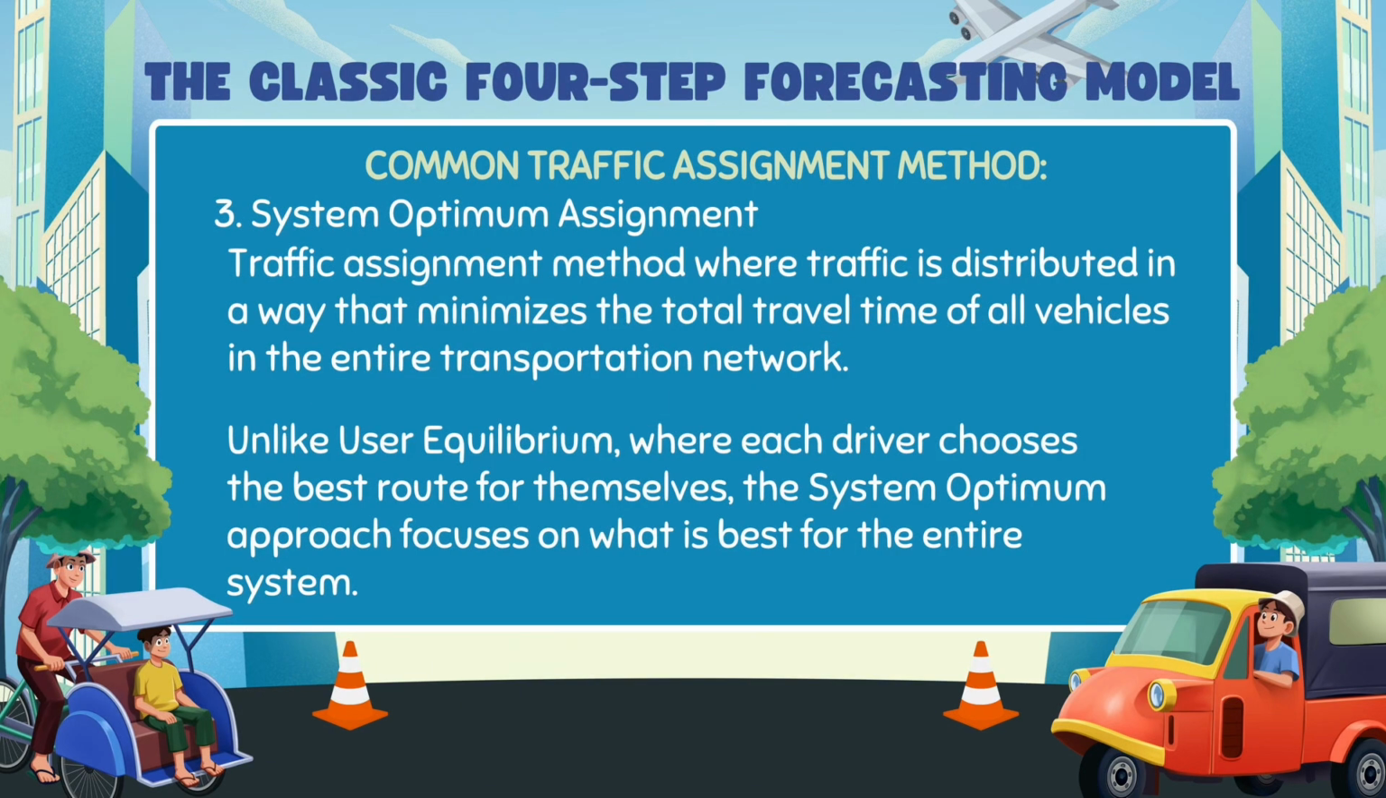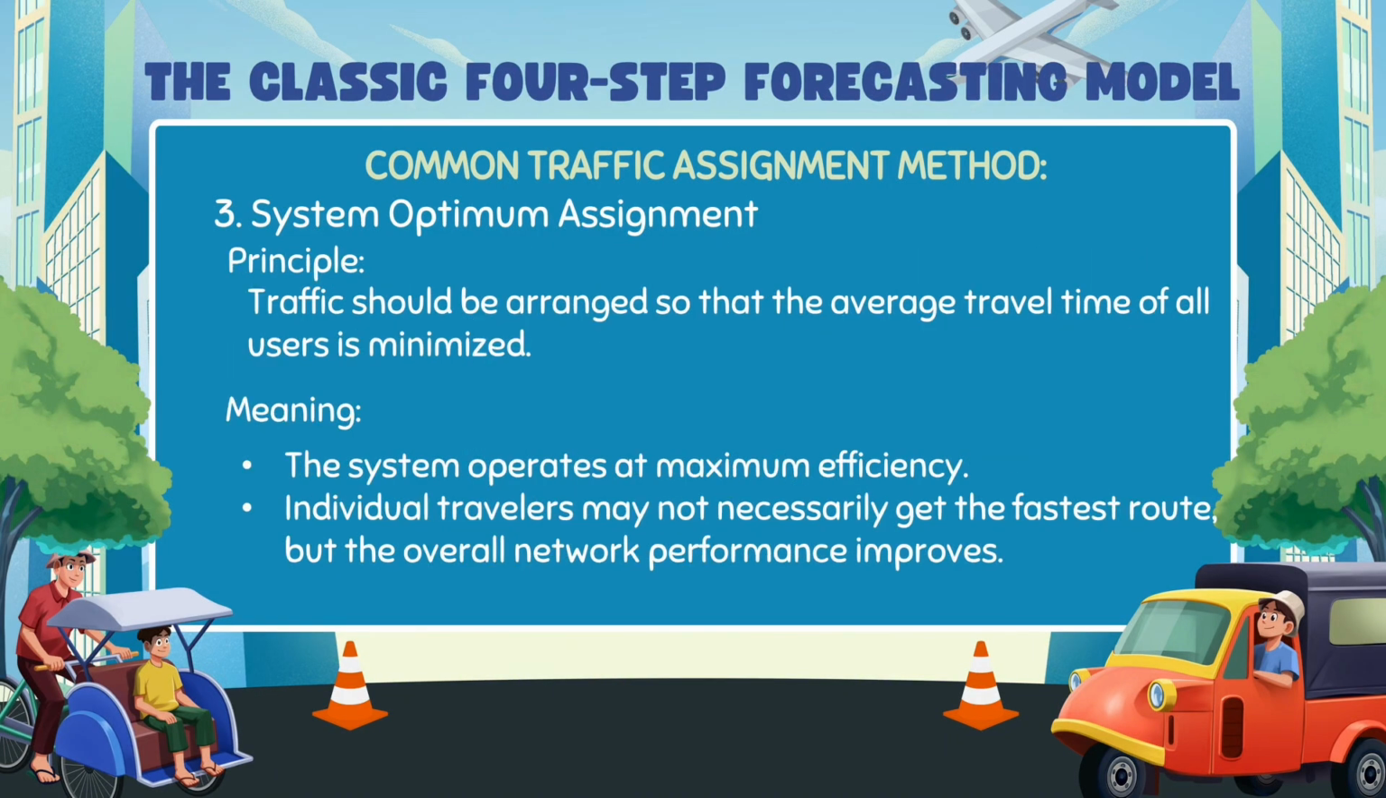So for the third traffic assignment method, we have system optimum assignment. This is a traffic assignment method where traffic is distributed in a way that minimizes the total travel time of all vehicles in the entire transportation network. Unlike user equilibrium, where each driver chooses the best route for themselves, the system optimum approach focuses on what is best for the entire system.